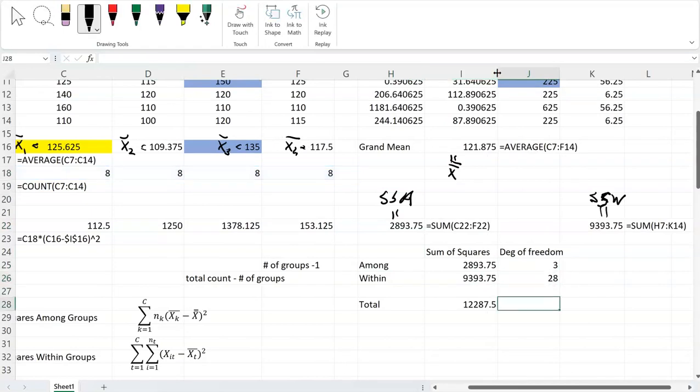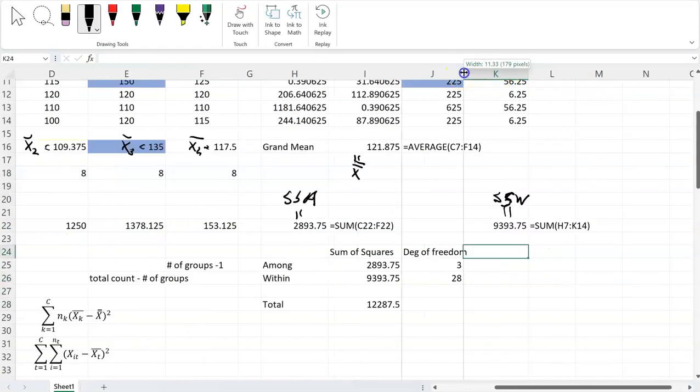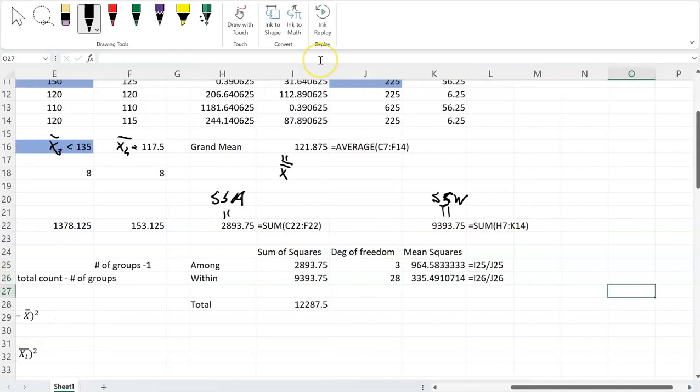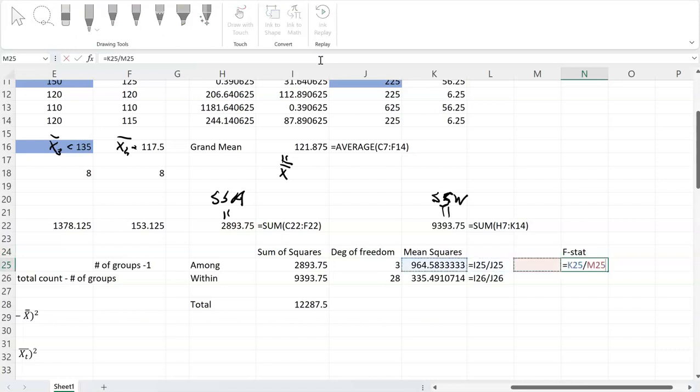So we have 28. The next numbers we need to find after that are the mean squares. We call them MSA or MSW, which is just the sum of squares divided by the degrees of freedom. And finally, the F value or F stat is just the mean square among divided by the mean square within. So we get a number of 2.87.